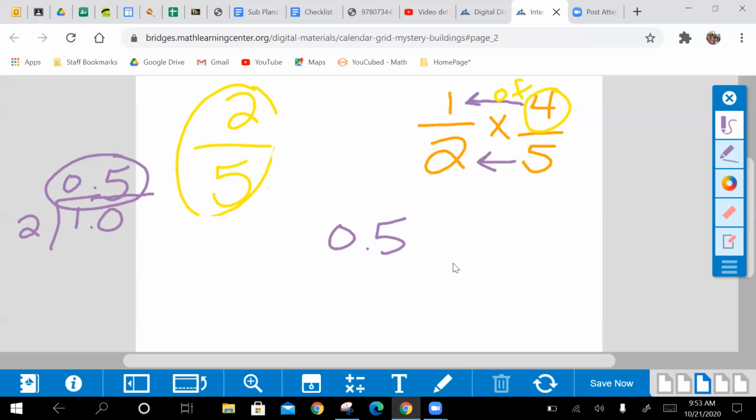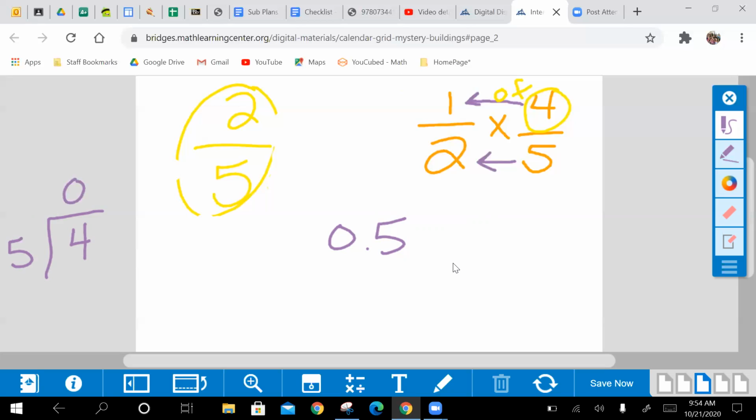Let's do the same for 4/5. That one might be a little trickier. I'm going to erase this because you might not know that off the top of your head. So we're going to work that out. 4 divided by 5. And 5 does not go into 4 evenly. Add a decimal and a 0. Bring our decimal straight up. How many times does 5 go into 40? It goes in perfectly 8 times. So 4/5 as a decimal is 8/10.